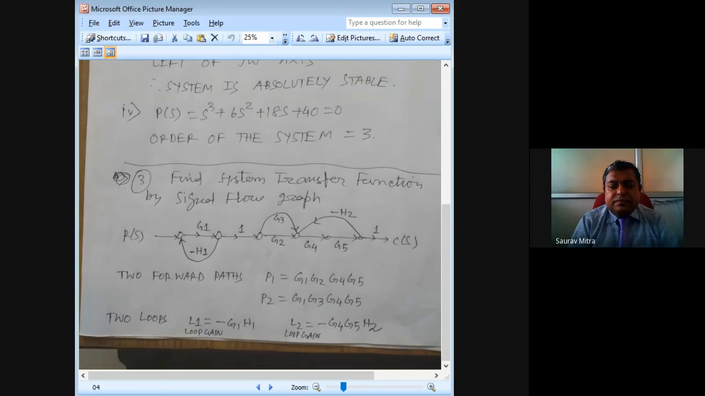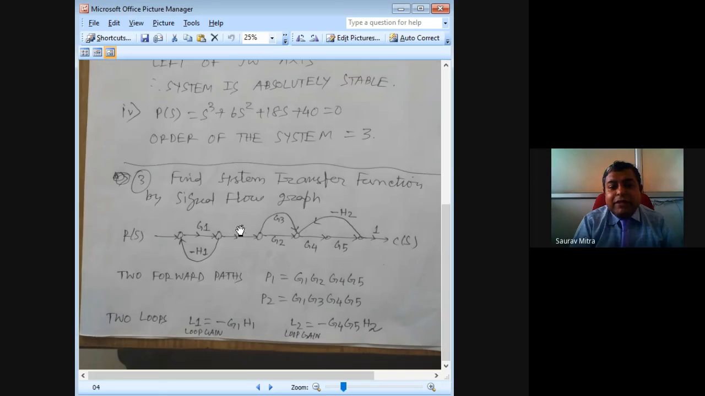Okay. So what we'll do is, we'll find out how to find the transfer function of the system. Now in this, whenever I'm giving you a signal flow graph, the first thing you are supposed to check is how many paths are there where gains are not marked.